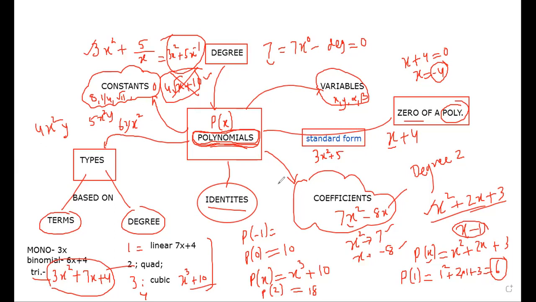I hope this much is clear to you. You can take a screenshot so that you can revise it later on. And if you come to the identities part, there are so many identities, and based on identities you can also factorize. So this will come in the second level. In the first level, the rest of all we have discussed will come. I hope you have noted this point. Any doubt in these points we discussed here?